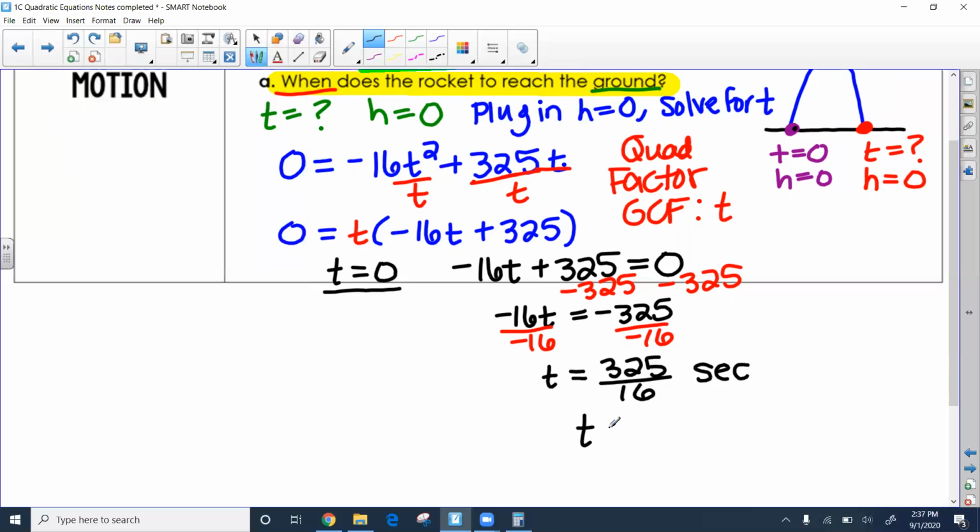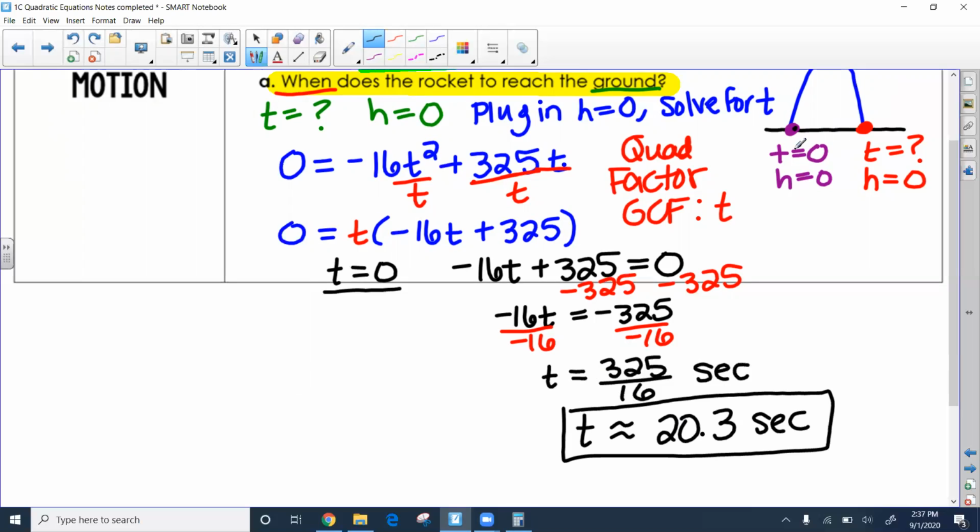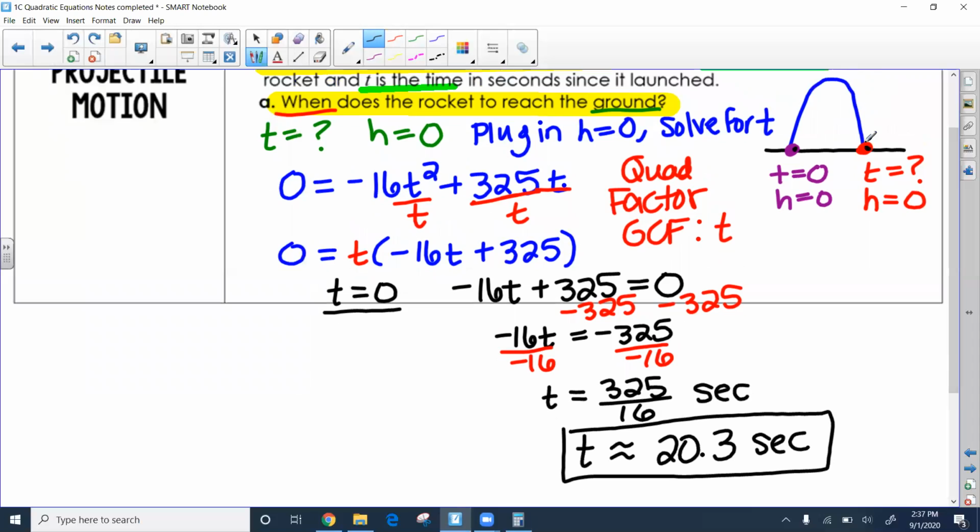If you want, you can write all of it, or we can approximate. If you approximate, oftentimes we use a squiggly equal sign to show that we're approximating. I'm just going to say approximately 20.3 seconds. So this is what I'm going to say for my answer. Notice this is going to be our time. This is going to correspond to the time when the rocket hits the ground. All right, so t, that's the time, is approximately 20.3 seconds.